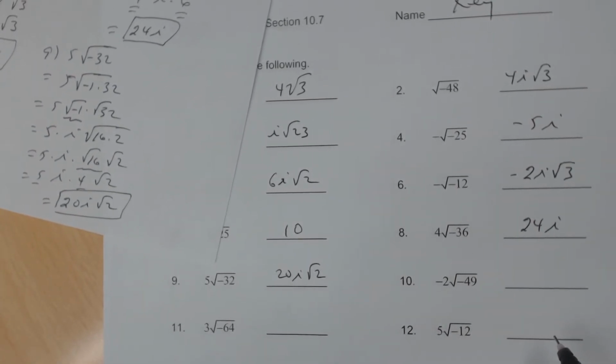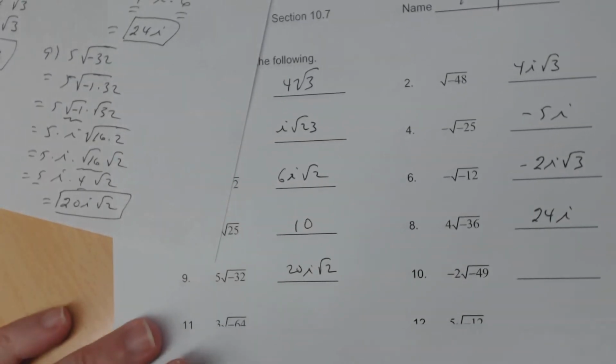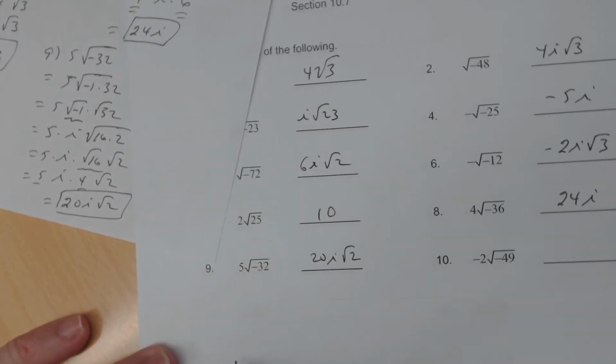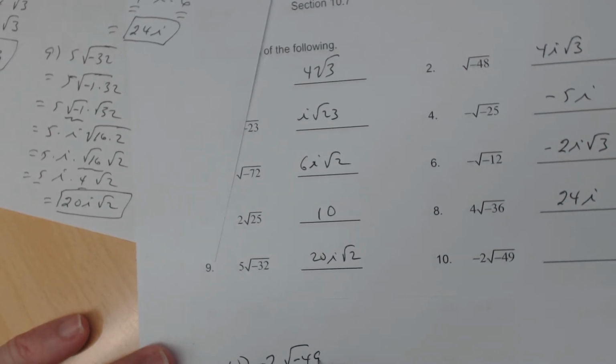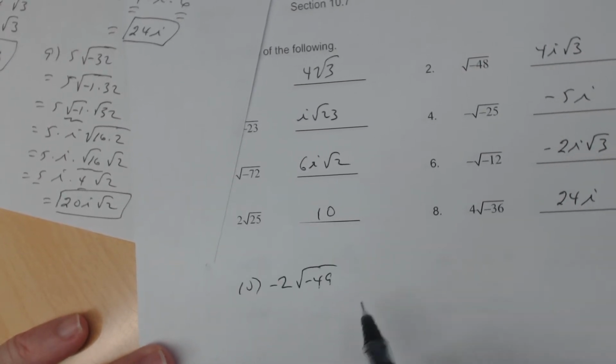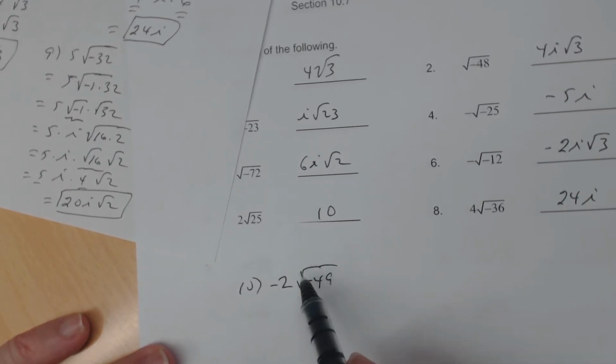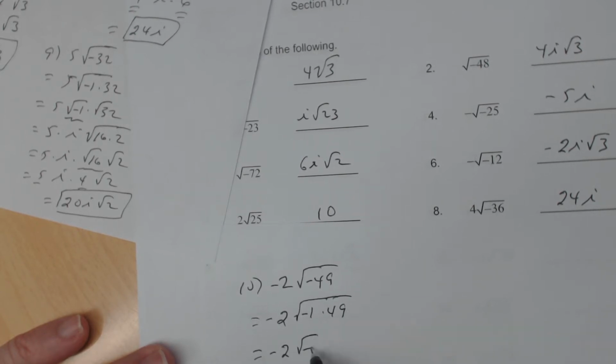10, you have negative 2 times the square root of a negative 49. Again, you can skip some of these steps. Some of you can see right away that the square root of a negative 49 is 7i. But if you need to write in the steps, you can. So that's negative 2 times the square root of a negative 1 times 49. So that's negative 2 times the square root of a negative 1 times the square root of 49.